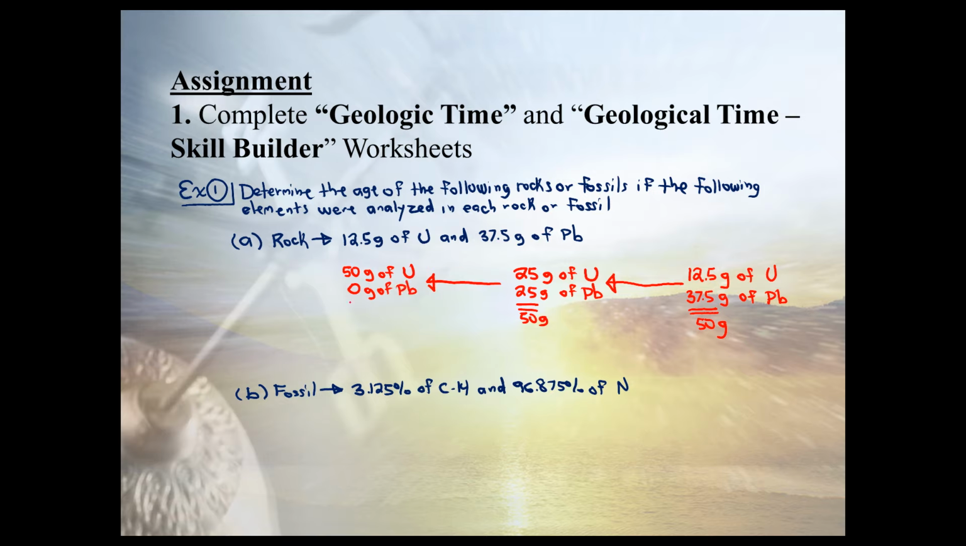No lead. This adds up to 50. This is what my rock started off like. My rock started off like 50 grams of uranium and 0 grams of lead. So what I've done is I started by taking a rock, analyzing it based on how much mass of each element is in there, and I started to go back half-lives to figure out how old the rock is.